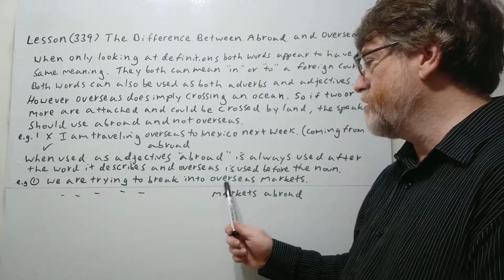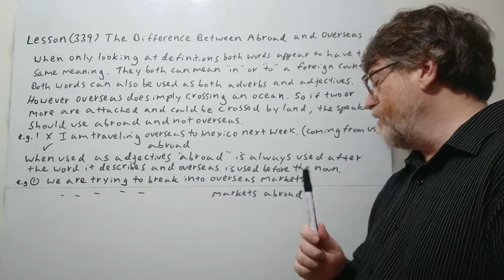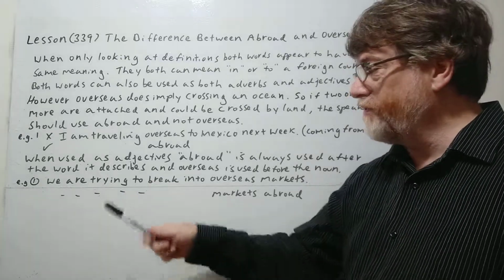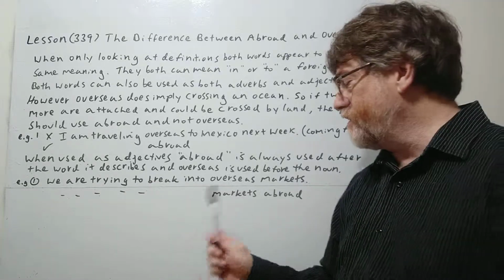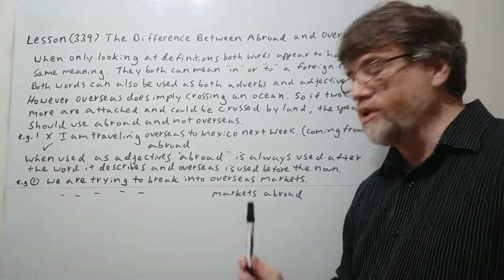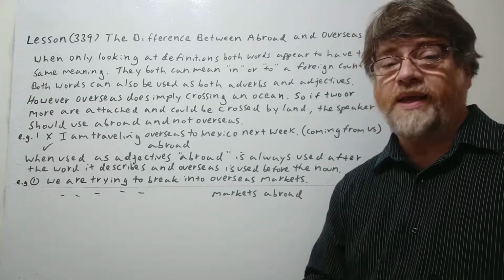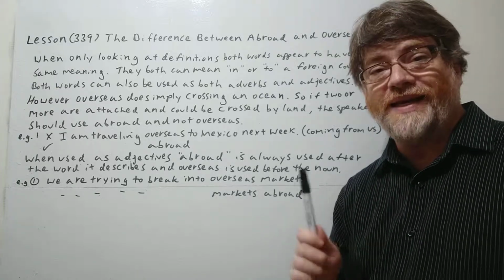So here, of course, it's overseas. You use it before the noun that you're modifying. And of course, if you reverse the sentence to use abroad, you'd say, we are trying to break into markets abroad. So abroad, of course, would be used after the noun. Okay. Anyway, those are the two main key differences.